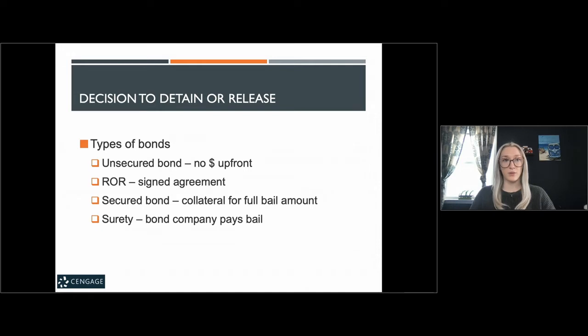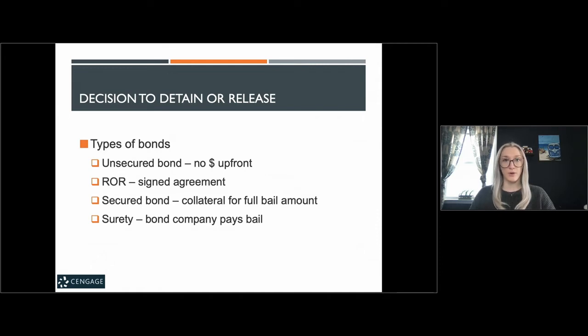You then have a secured bond where the defendant puts up full collateral for the full bail amount. It can either be cash or property that's put up as collateral, and this is going to be returned to the defendant when they do return for their next court hearing, so they get it back.